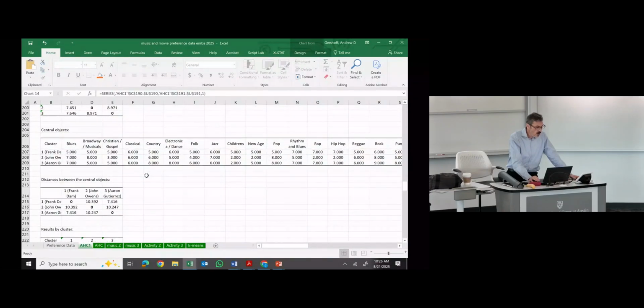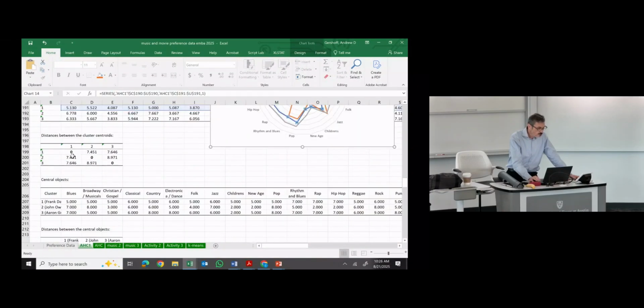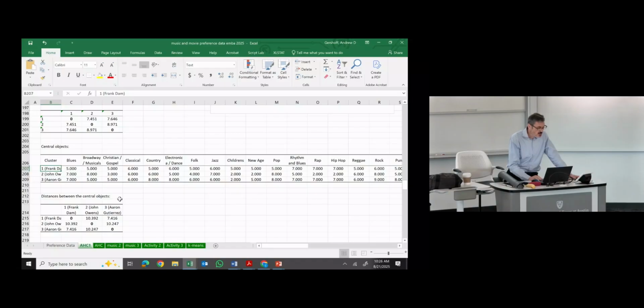Now I can also look to see who my team captains are here. So Frank and John and Aaron, you are the closest to the middle of your groups in terms of musical preferences.